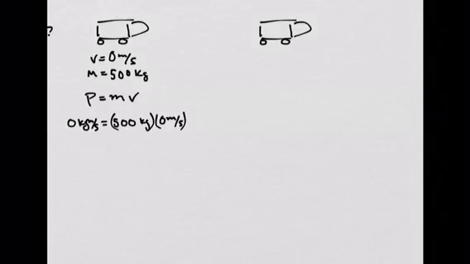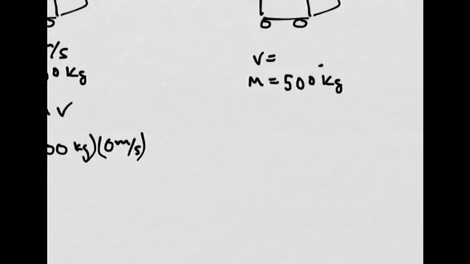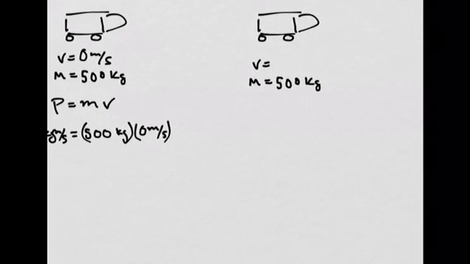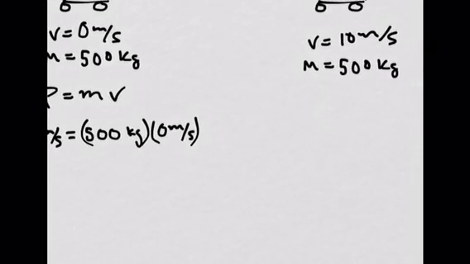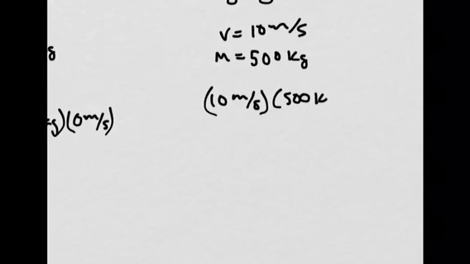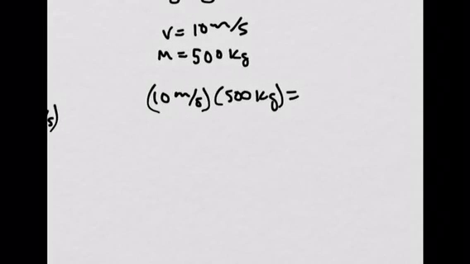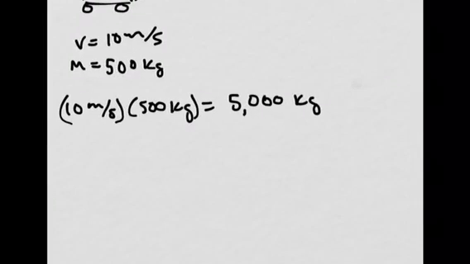Okay, so now let's take this truck again. I'm going to select this, copy, and paste it right here. We're going to have our same truck, but instead of a velocity of 0 meters per second, let's give it a velocity of 10 meters per second. So now what is the momentum of this truck? We know P, momentum, is equal to mass times velocity. So 10 meters per second times 500 kilograms is going to be equal to 5,000 kilogram meters per second.